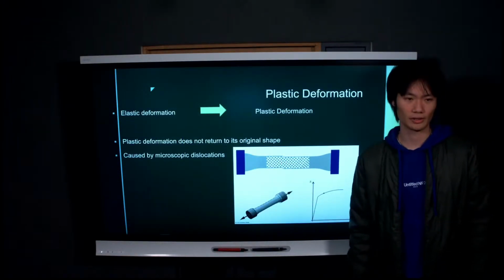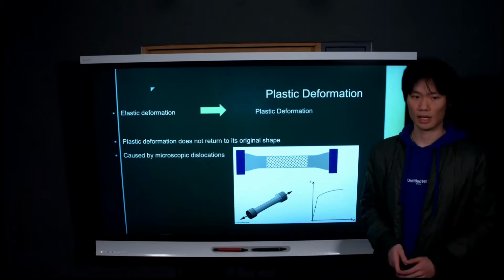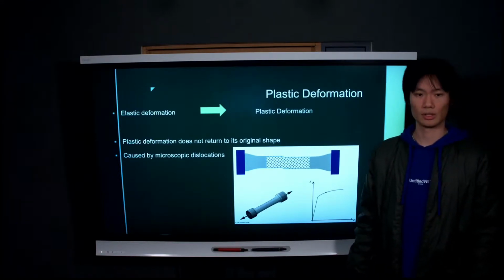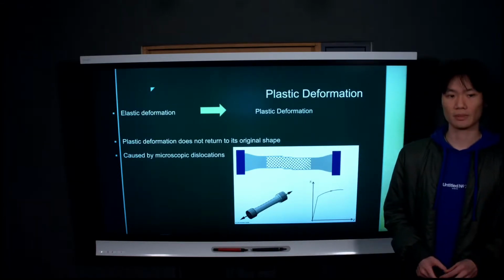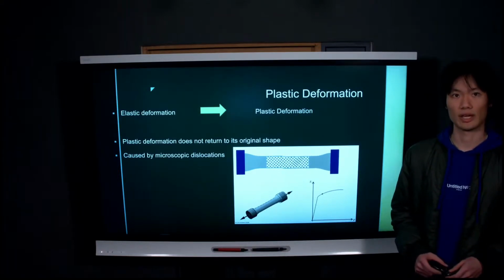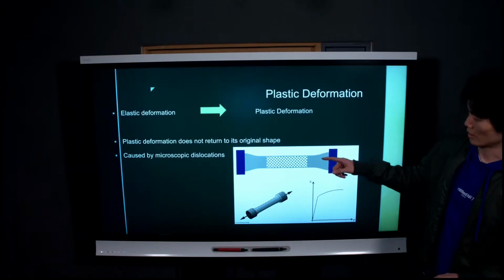Hello, I'm Colin. I'm here to talk about plastic deformation. Plastic deformation is when material doesn't return to its original shape, and it's caused by microscopic dislocations, like this image shows. The atoms are changed, so it cannot recover.